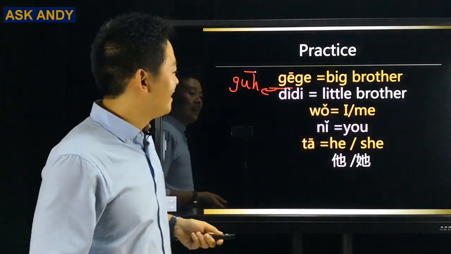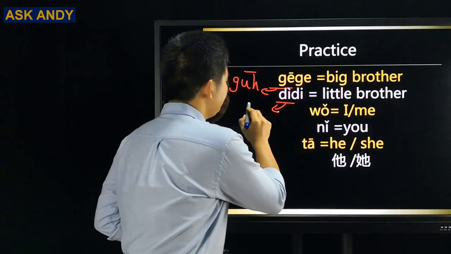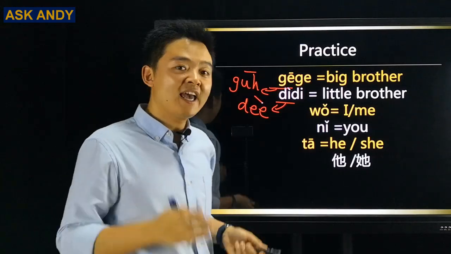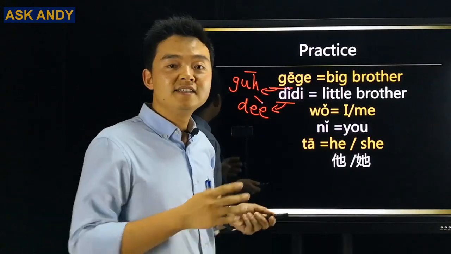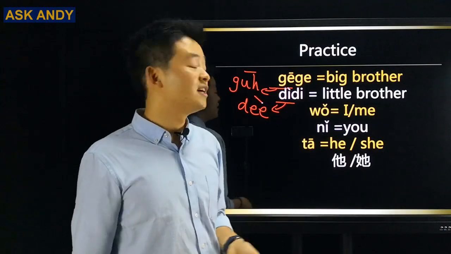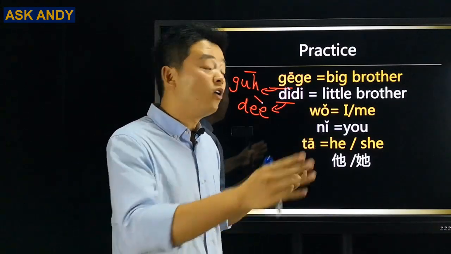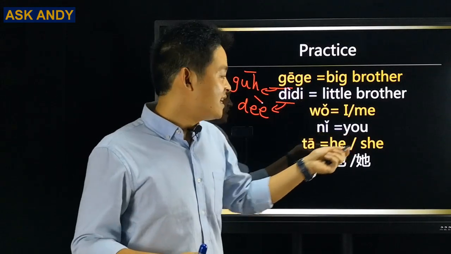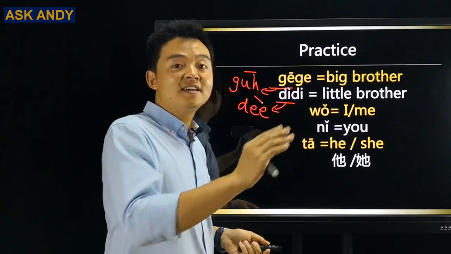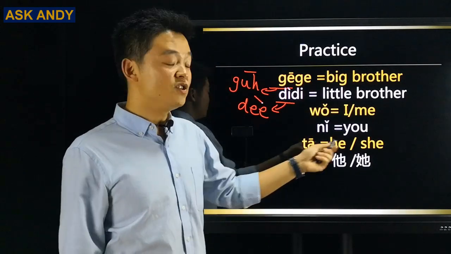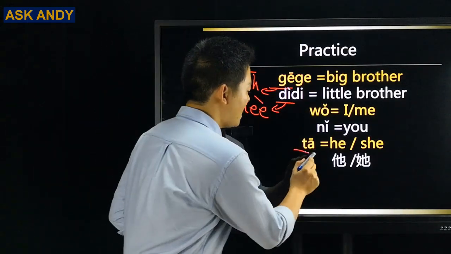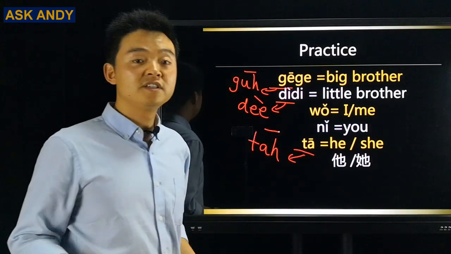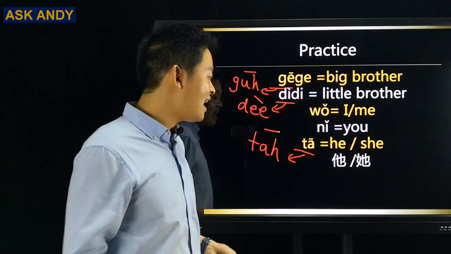G, g is big brother. Gege. And then what about this one? So make it D-E-E. Fourth tone. What is fourth tone? Fourth tone is hey. So Didi. Didi is little brother. And then wo. Wo is I or me. And then ni. Ni is you. And then for ta, we can make T-A-H. First tone, T, ta, ta.